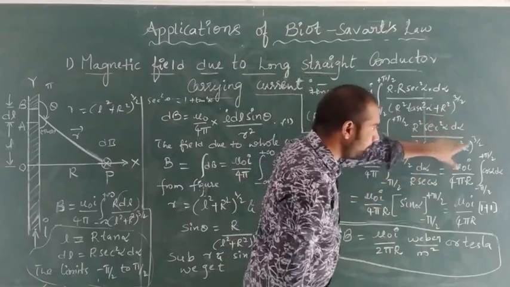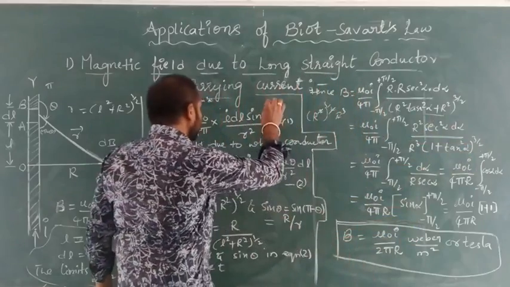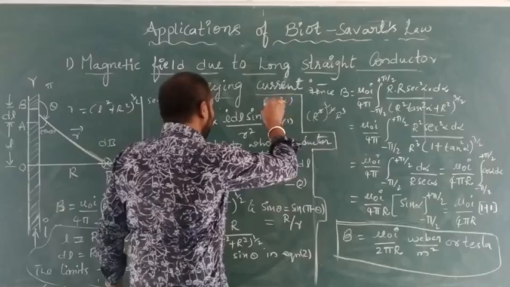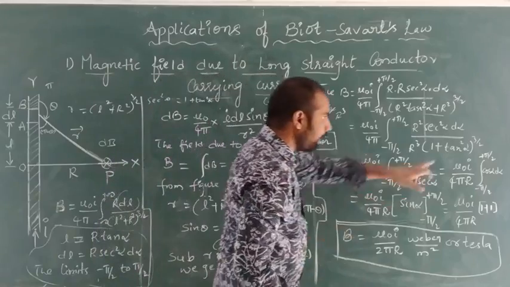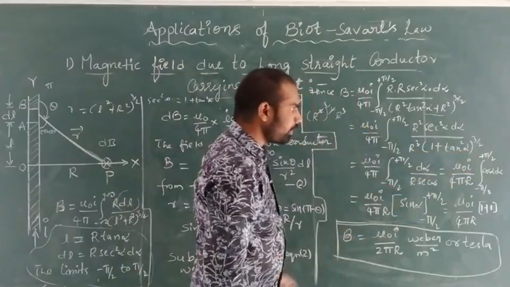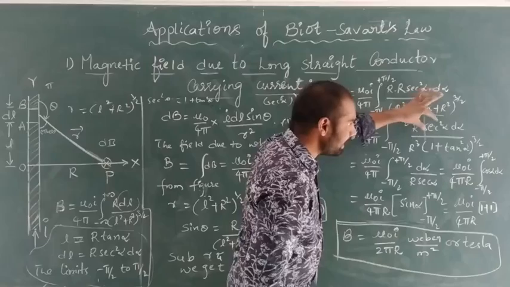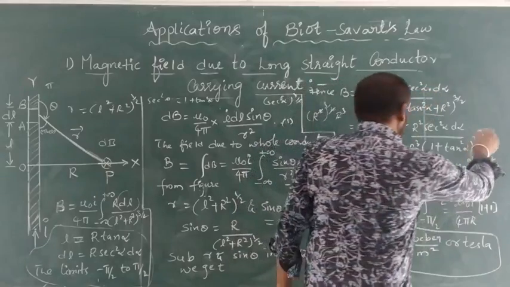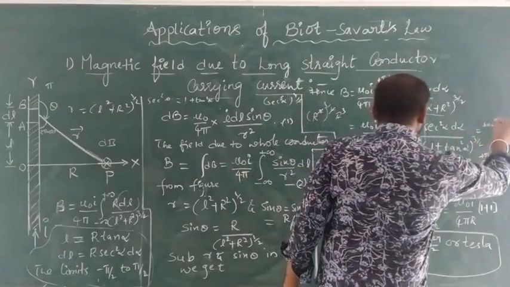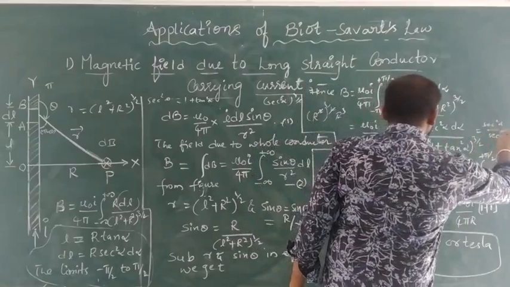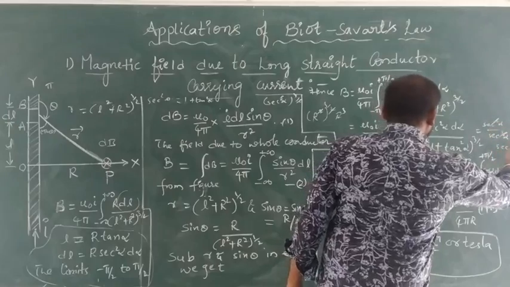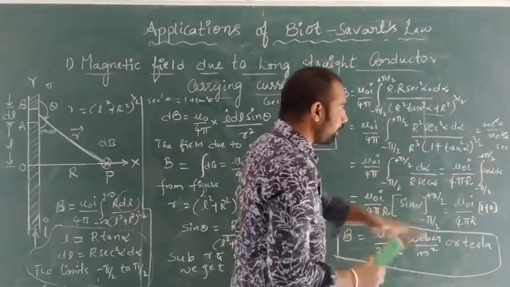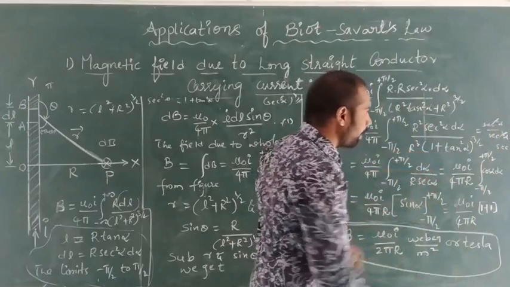Now secant square alpha whole power 3 by 2 will become what? The 2 gets cancelled, you get secant cube. Now this secant cube and the secant square alpha in the numerator cancel out, and only one secant alpha remains.